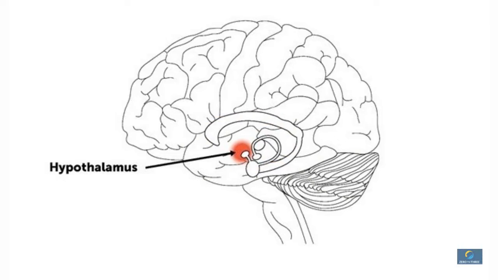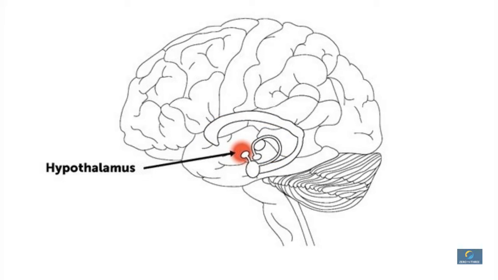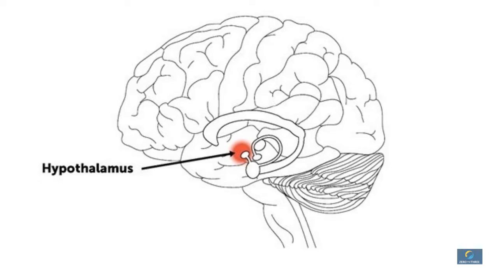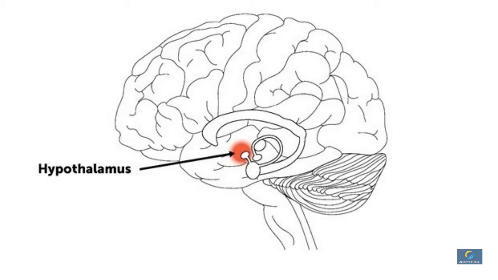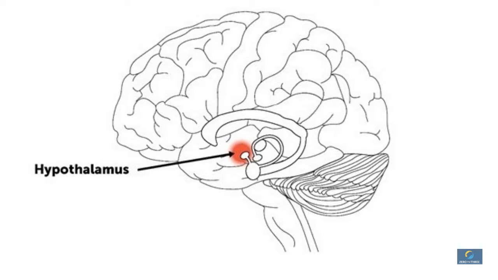The hypothalamus is the structure responsible for controlling our body temperature, thirst, hunger, sleep, circadian rhythm, or sleep-wake cycle, moods and emotions, stress reactions, and the production of many of the body's essential hormones that help control different cells and organs.